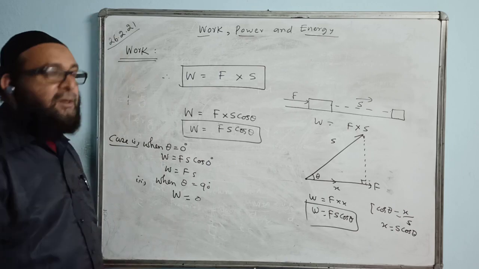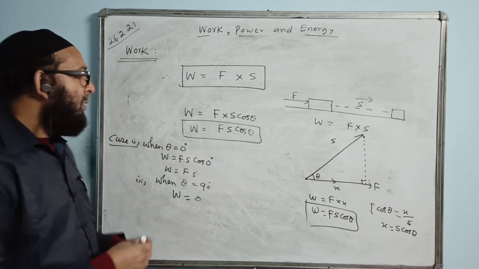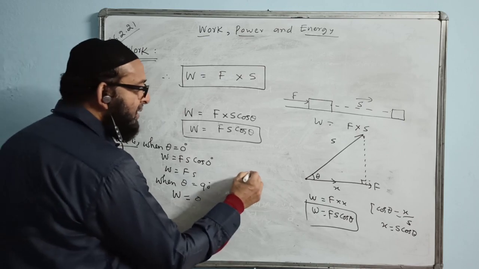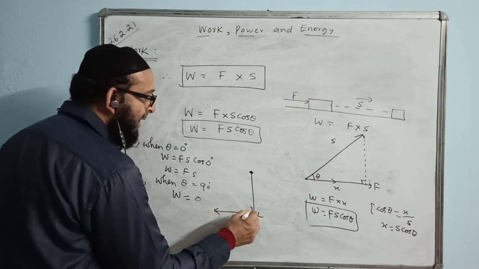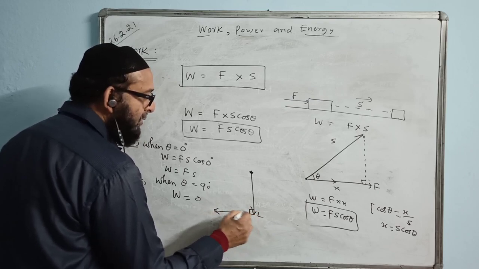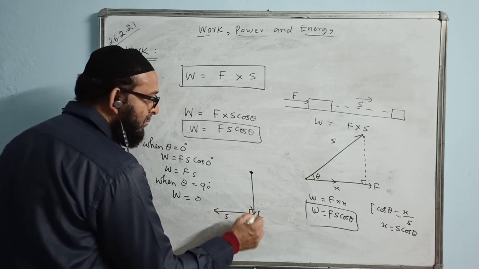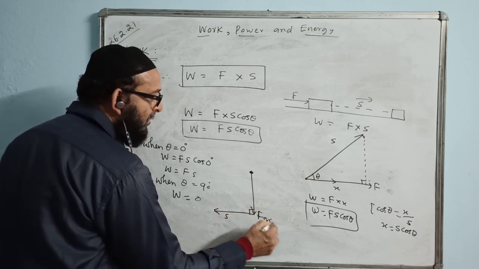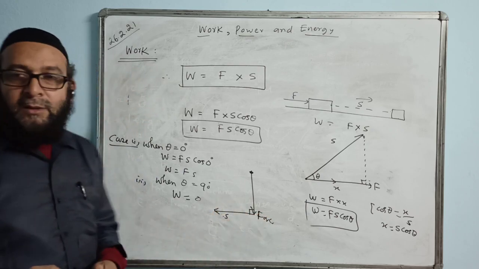A man carrying a load on his head and walking on a horizontal surface. The load which the man is carrying will be acting downward, but the man is walking in a horizontal direction. The angle between them is almost 90 degrees. So between L and the displacement, L is a load, and load is a kind of force only. Force and displacement, the angle is 90 degrees. So work done will be 0.